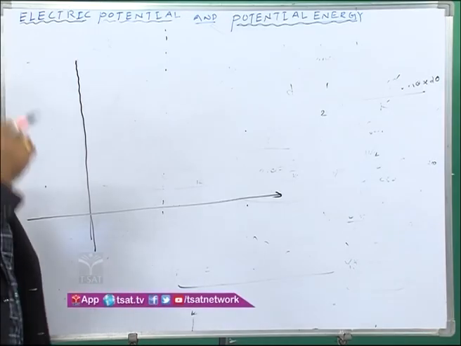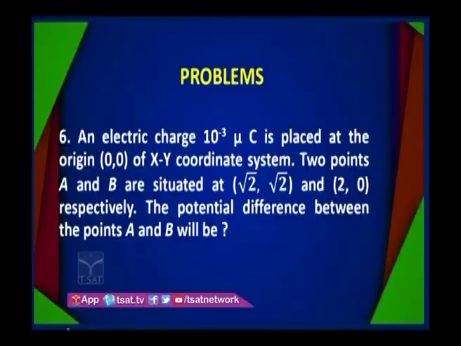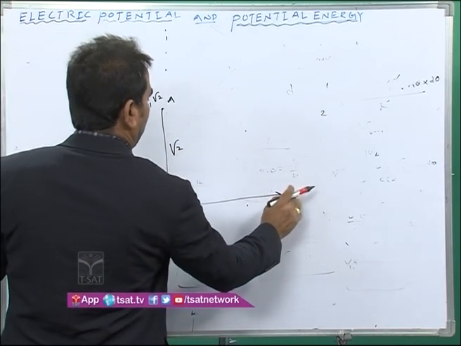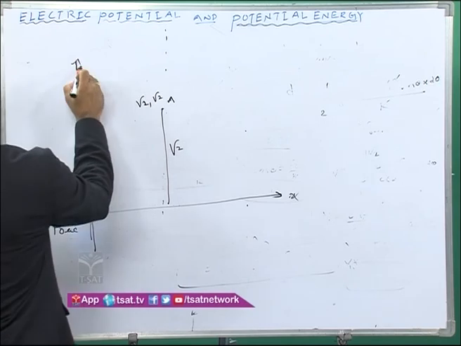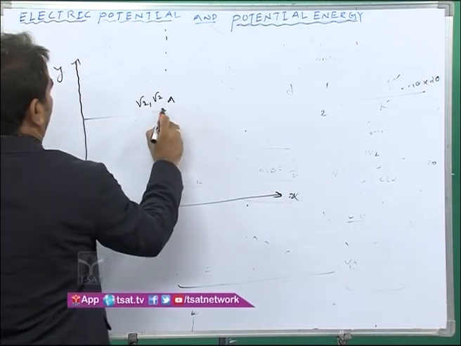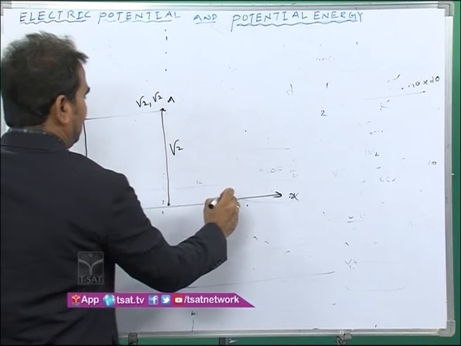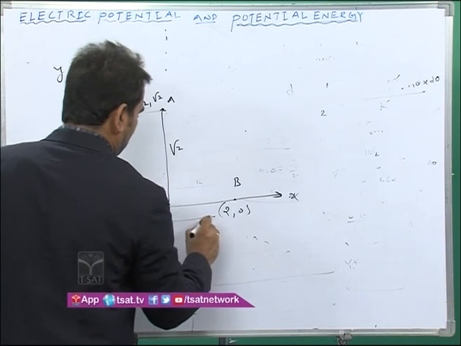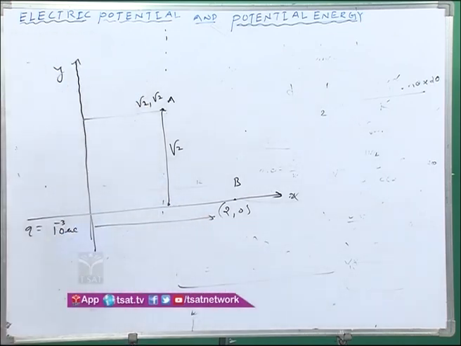10 to the power of minus 3 microcoulombs, let this be Q, is placed at the origin. Point A is placed at root 2 comma root 2, which is at a distance of root 2 meters from the x axis and root 2 meters from the y axis. Another point B is placed at 2 comma 0, that means this point would be at a distance of 2 comma 0.